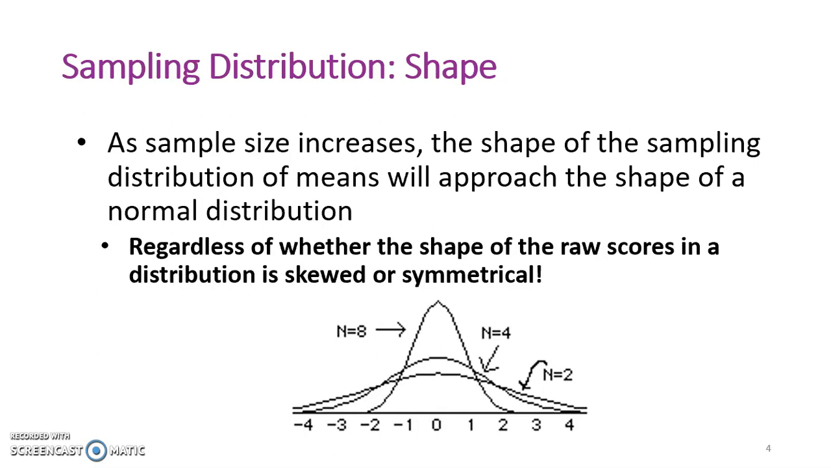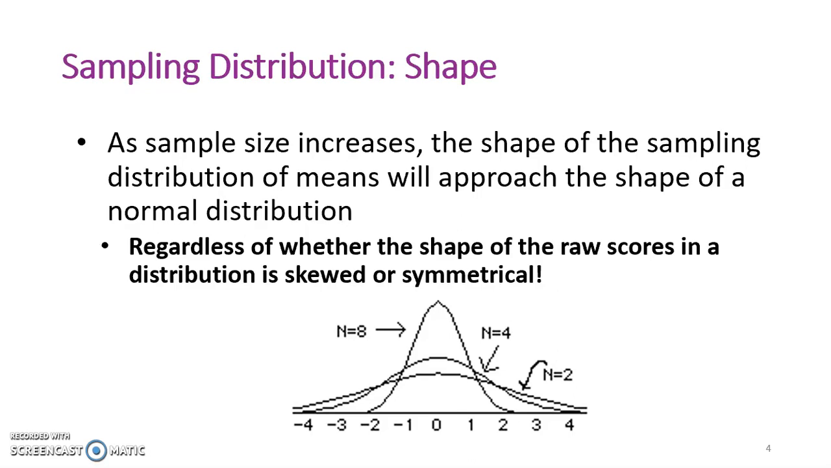Let's talk about the shape of a sampling distribution. This is important, so pay close attention. Something to remember here is that n is the number of people in each sample for which a mean is computed. As the sample size or number of cases of your samples increase, the shape of the sampling distribution of means will approach the shape of a normal distribution.